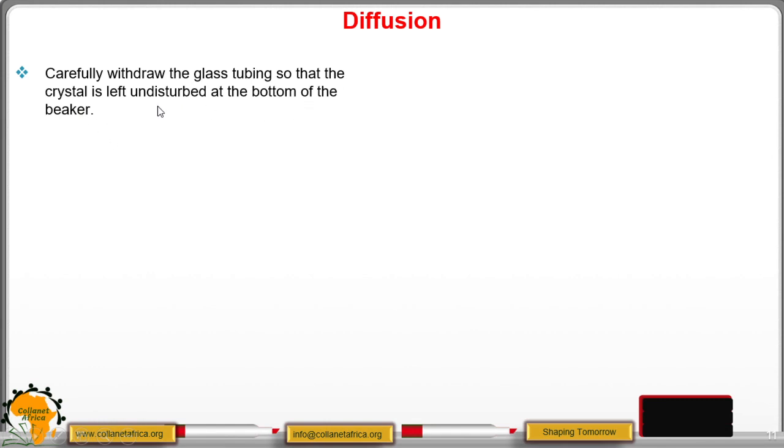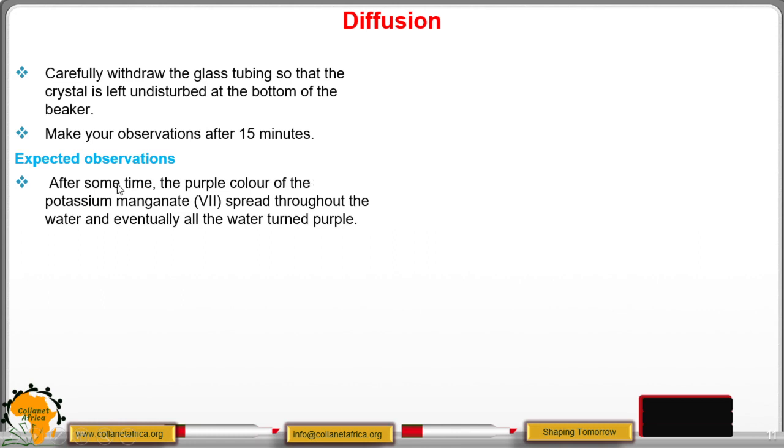If you disturb it, then you will have disturbed that process of particles moving from a region of high concentration, that is at the bottom of the beaker, and then throughout the water. You are expected to make your observation after 15 minutes. What will you see? After the 15 minutes, the purple color of the potassium manganate 7 spreads throughout the water, and eventually all the water turns purple.